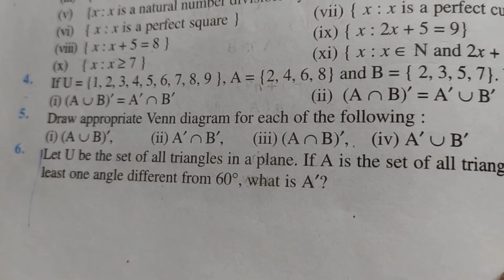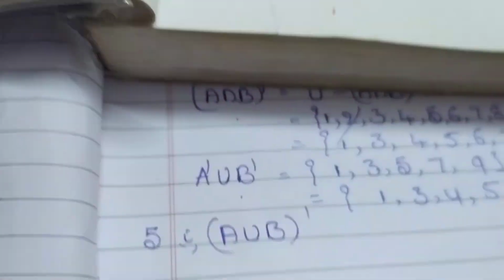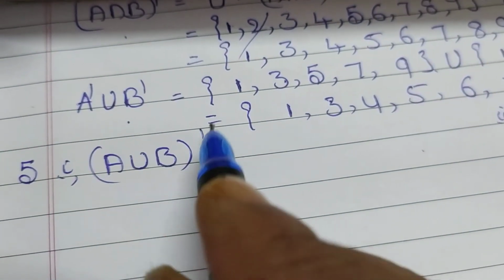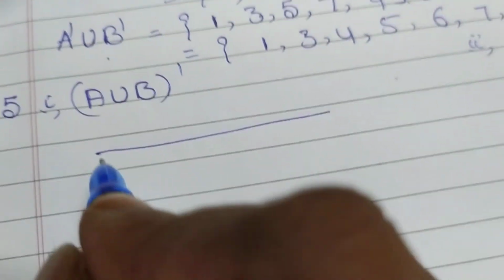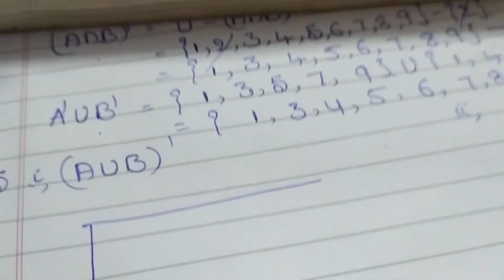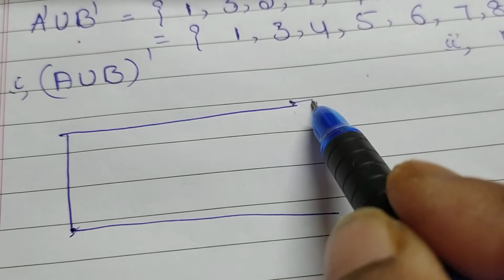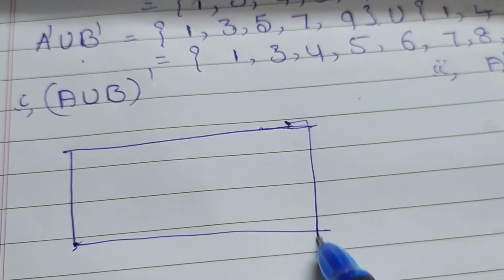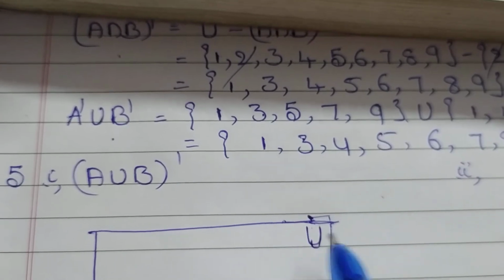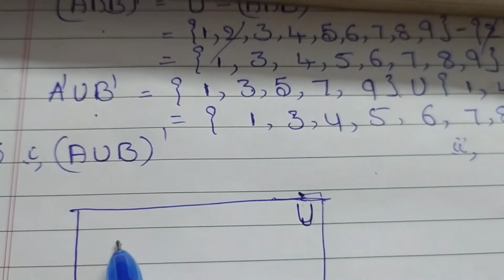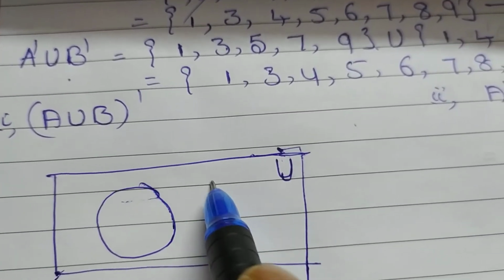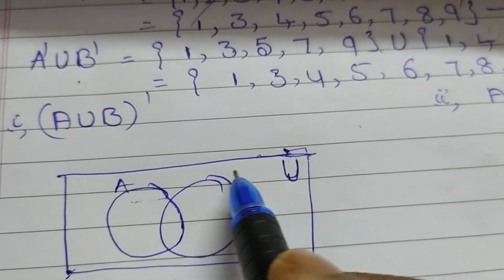Fifth main. What they gave: draw appropriate Venn diagrams for each of the following. So for the fifth question, they are asking us to draw the Venn diagram. First, (A union B) whole complement. See here. Make use of the scale and the circle to draw the sets they had given. So this is the rectangle. This whole rectangle is the universal set, and A and B are the two sets.